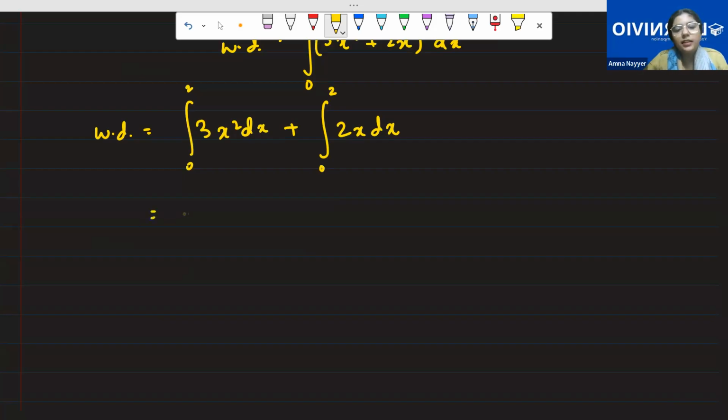What we do, see, 3 is there, x square will become x cube. You add 1 to the power. So this is x cube divided by 3 from 0 to 2.